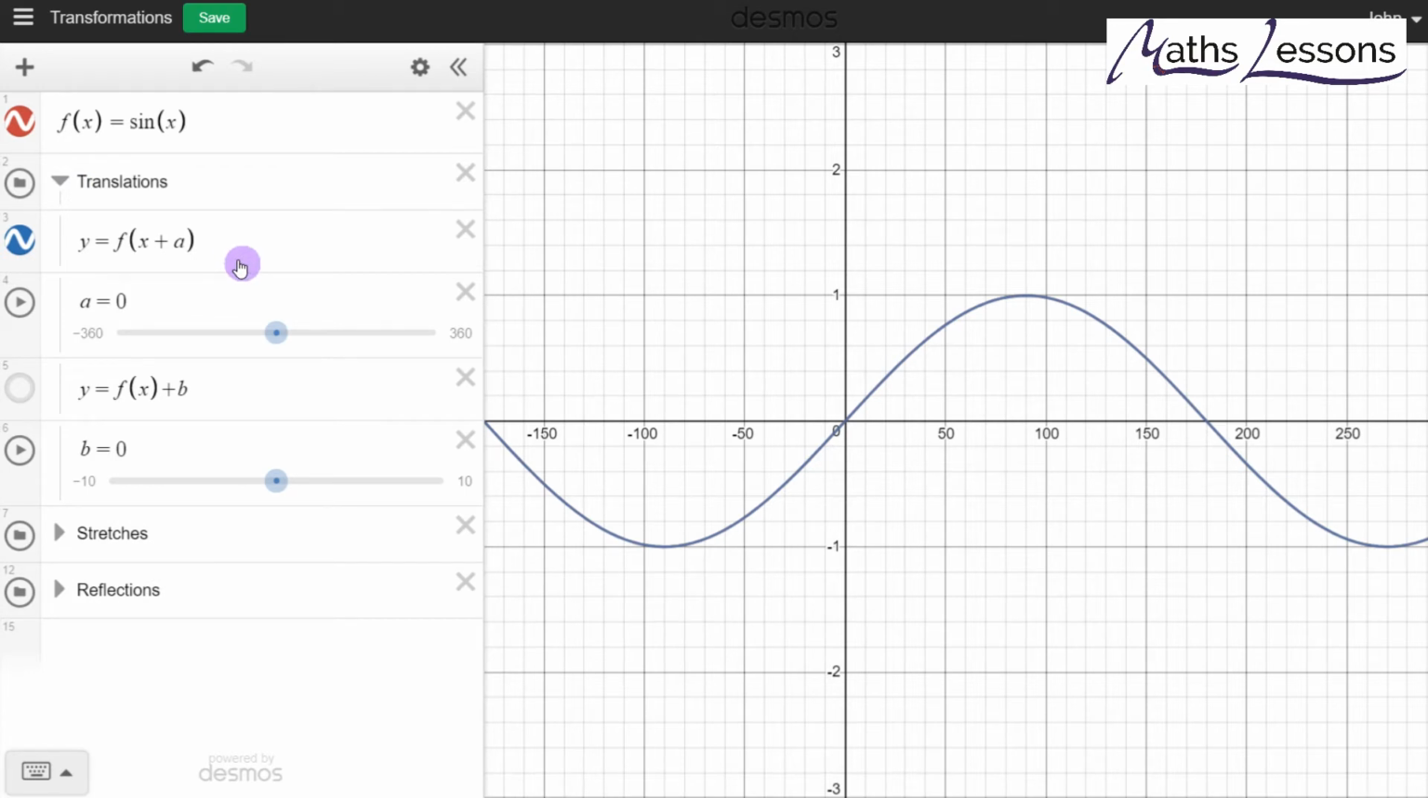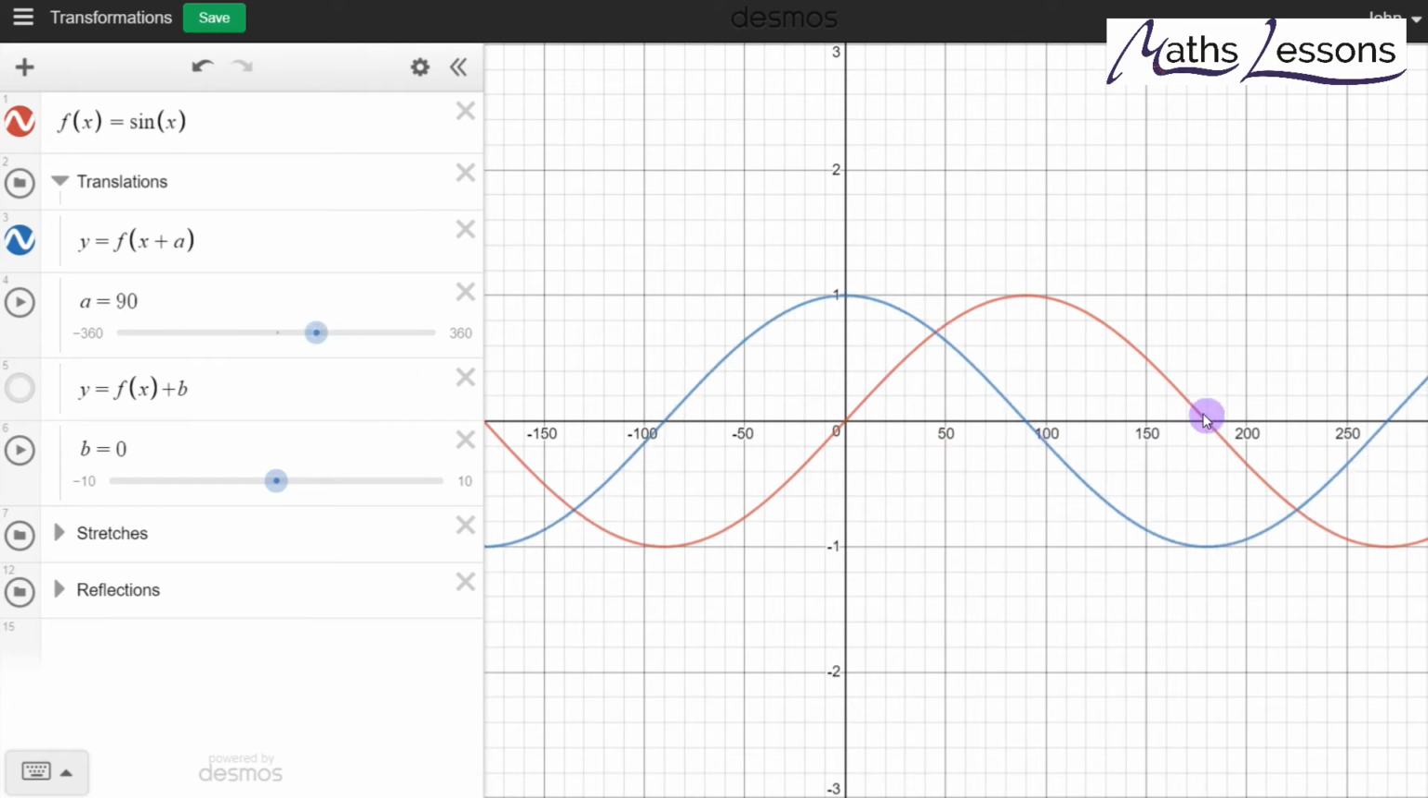This is a graph of f of x equals sine x here. And what I'm going to demonstrate is what happens if you add a value inside the brackets. So if we add 10, 25, 35, 45, we can see it's shifted the graph left. Okay, the graph was originally this red one and it's been shifted to this blue one and it's shifted left by 45, and you can see it more easily if I make that 90.